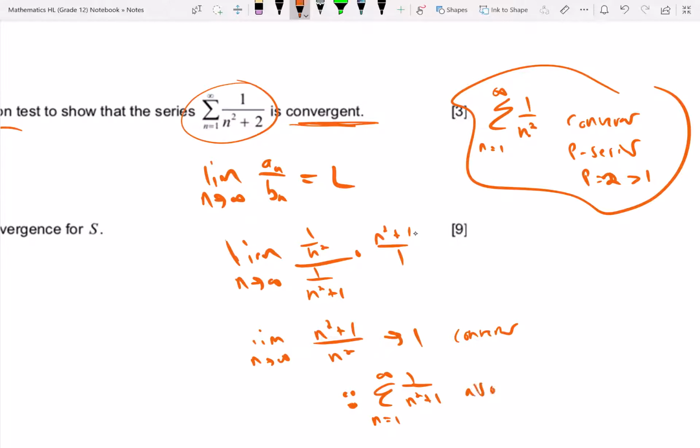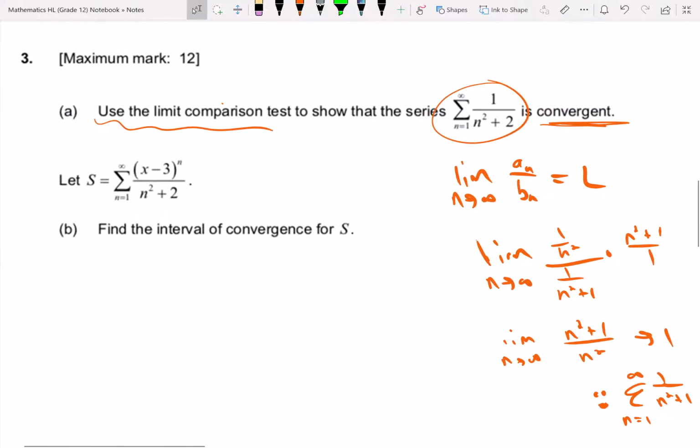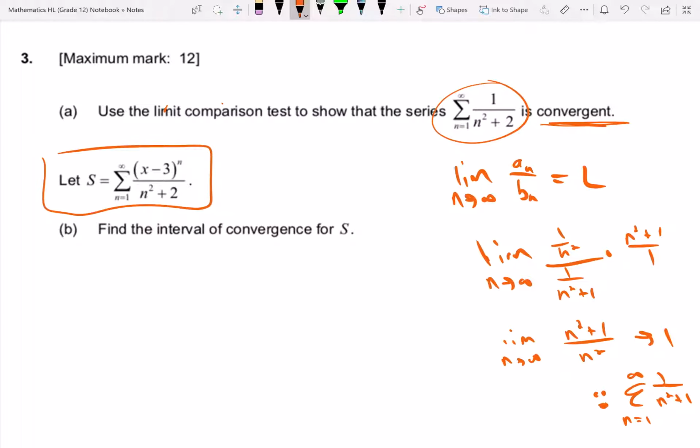this series also converges. We probably could use the direct comparison test instead of the limit, but if it just says comparison test, then that would be the direct comparison test, but it wanted the limit comparison test.